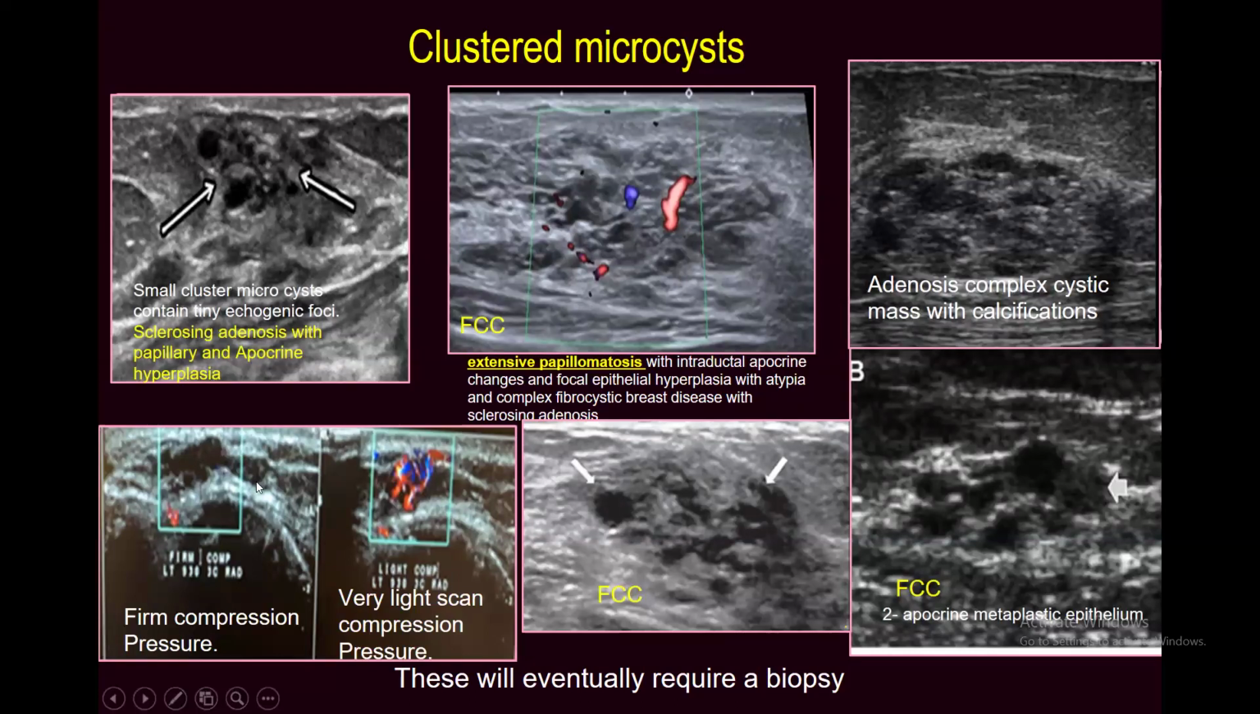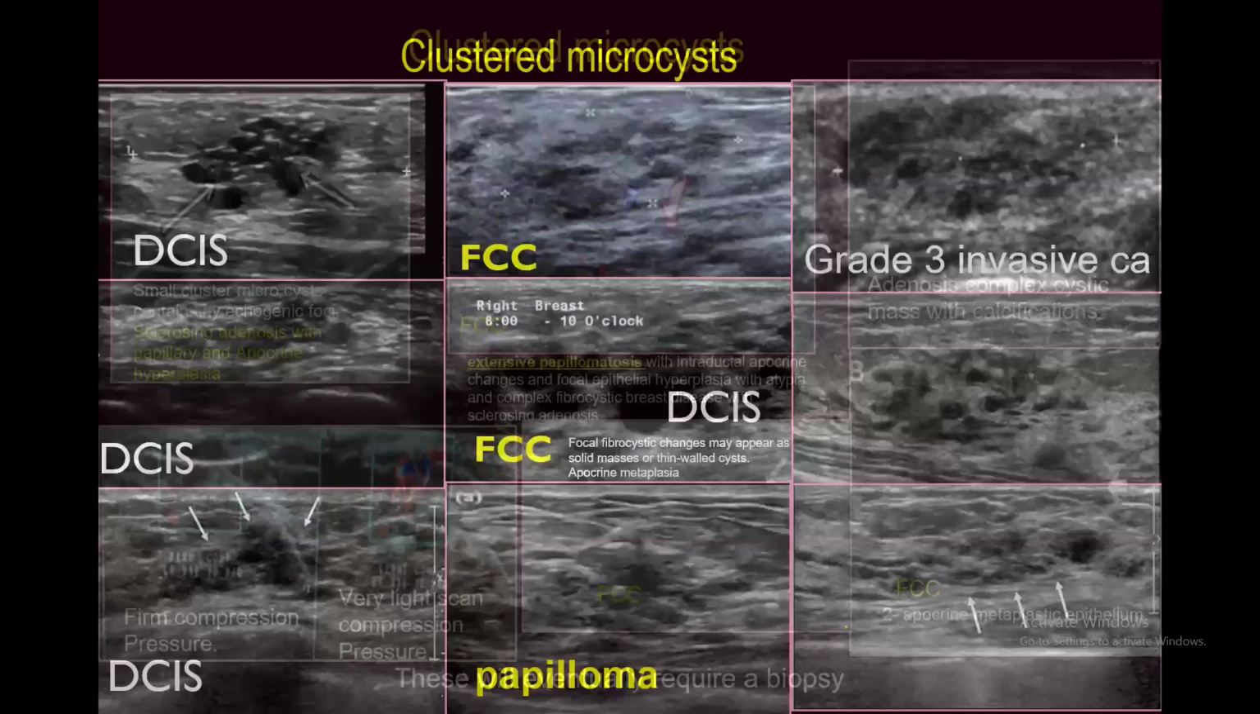One of these reasons is a technical issue. If you firmly compress your probe, it might result in lack of vascularity. When they raise the probe here, you can see an intracystic cluster of microcysts with intracystic vascularity. Whenever you have vascularity in a microcyst, it is suspicious. Presence of vascularity makes it suspicious, and you have to recommend biopsy.